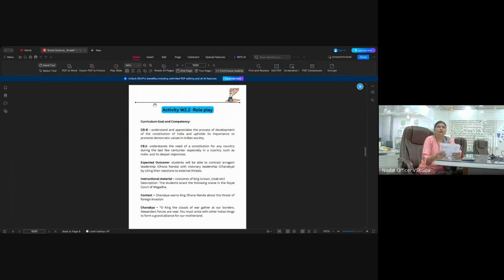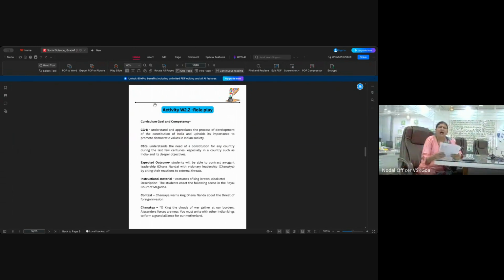So in this particular activity, role play, the teacher can tell the students to perform the role of famous rulers like Chanakya or Dhanananda. She can also tell them to say some of their very famous dialogues. The students will be able to contrast the arrogant leadership of Dhanananda with the visionary leadership of Chanakya.